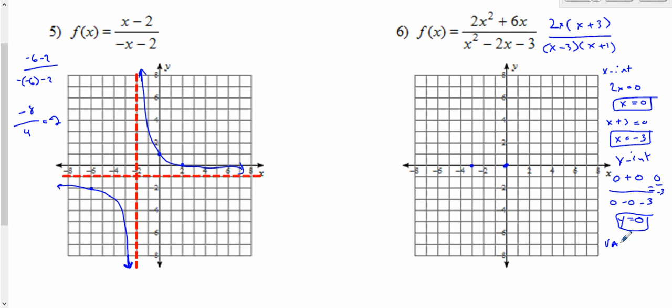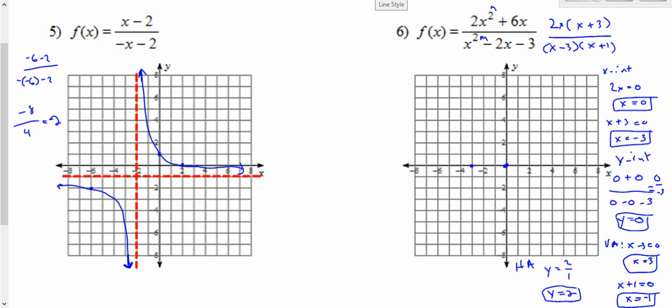For my vertical asymptote, I will have the denominator factors set equal to 0. So x minus 3 equals 0. I get x equals 3. And also x plus 1 equals 0. I get x equals negative 1. And finally, for my horizontal asymptote, my n value is equal to my m. So I look at the coefficients, 2 over 1. So y equals 2 over 1, which is just 2.